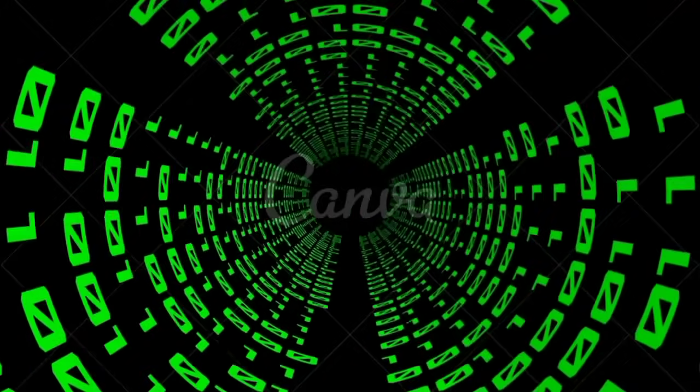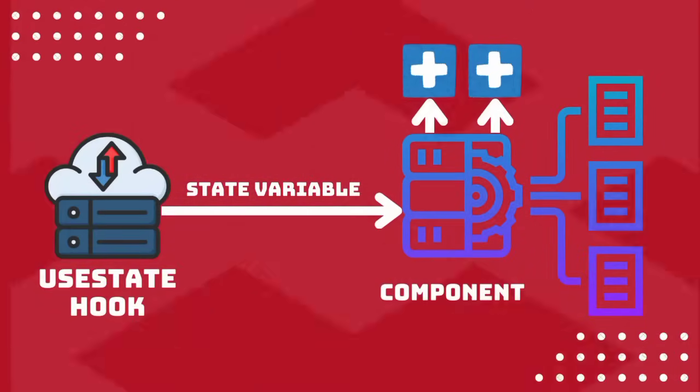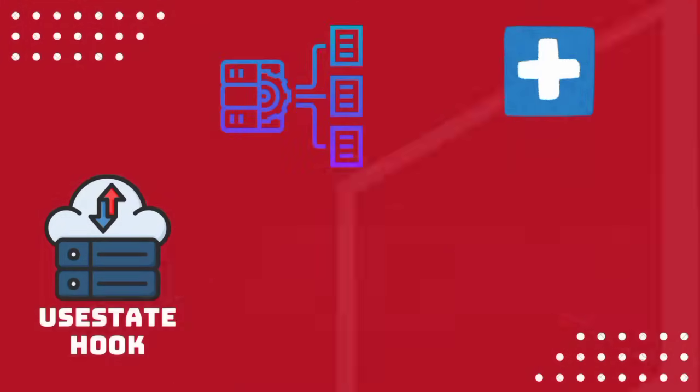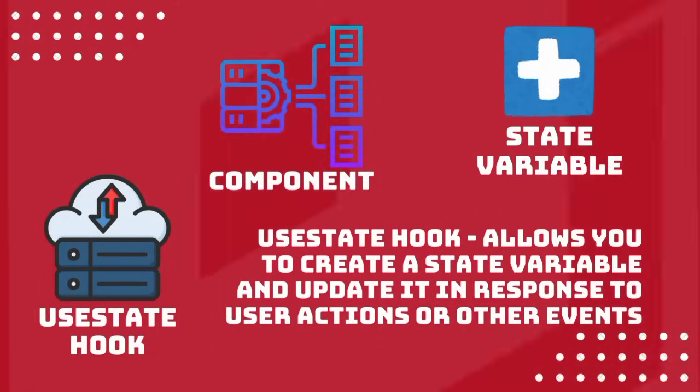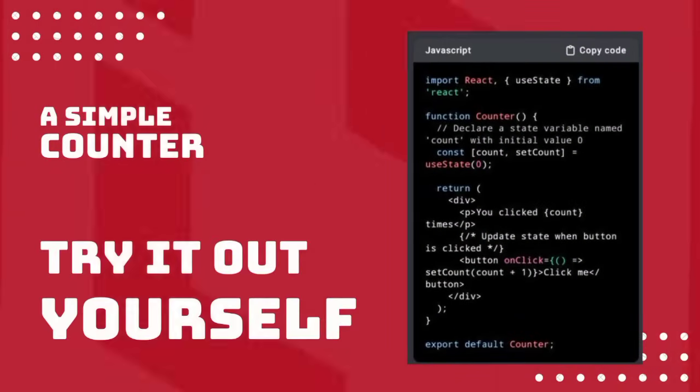To apply the game pausing logic, we'll be using a React hook known as the useState hook. This simplifies managing state in functional components, making them more powerful and easier to use. In other words, it allows you to create a state variable and update it in response to user actions or other events. This is a simple example to demonstrate it. Try it out yourself in a separate file to see how it works.